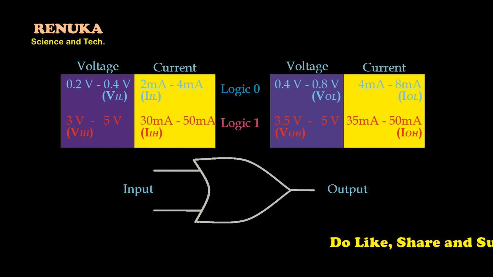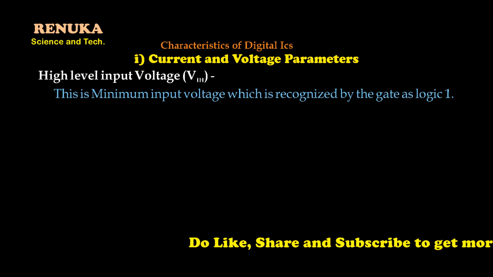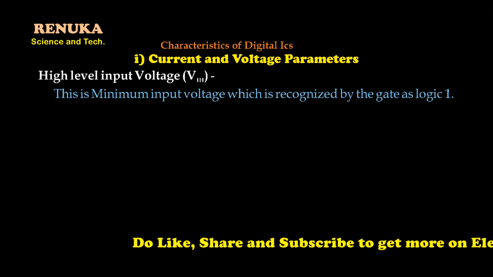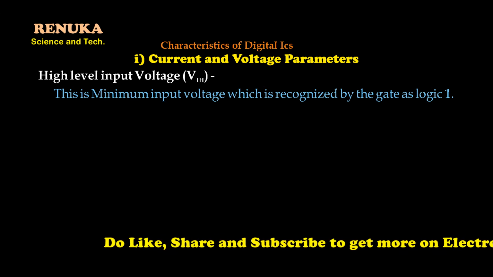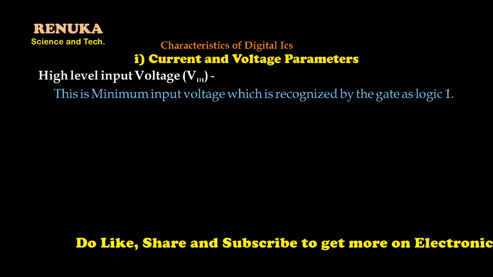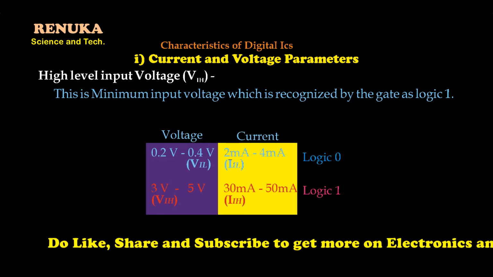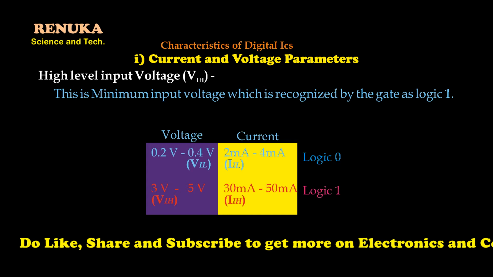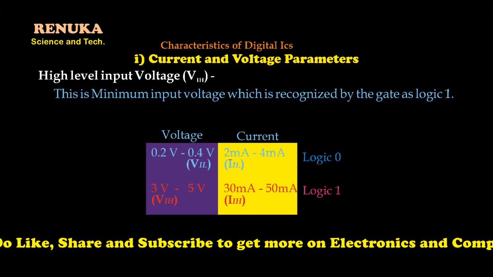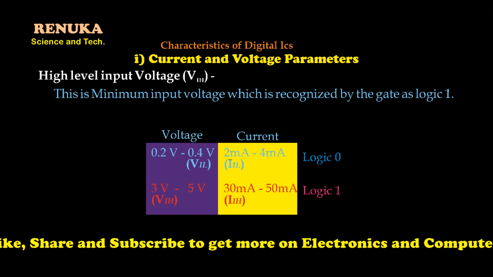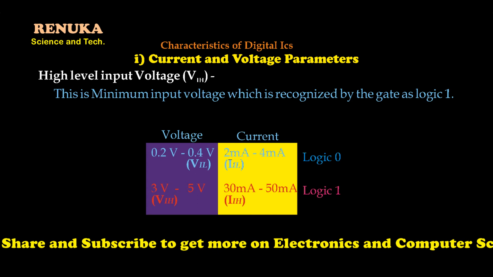Now back to current and voltage parameters, how these are classified and how they are defined. So let us see. The first voltage parameter is the high level input voltage, that is VIH. Now the definition of this parameter is this is the minimum input voltage which is recognized by the gate as logic 1. This is the definition of high level input voltage. From the diagram you can see we have assigned a voltage range from 0.2 volt to 0.4 volt as the input voltage for logic 0.